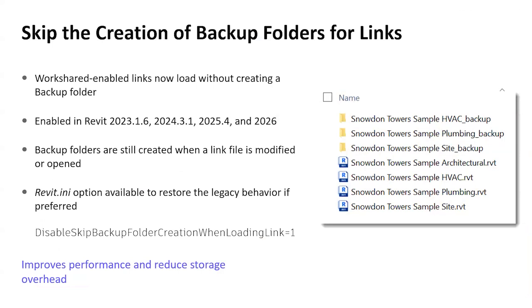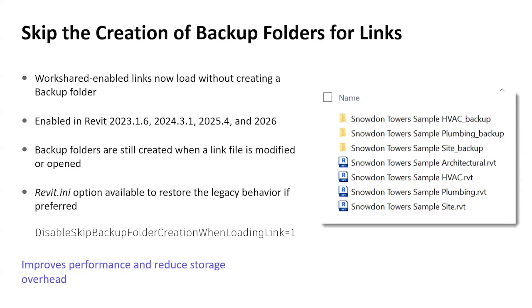So 2026 now has an option to control skipping the creation of backup files for linked Revit files. So if you ever looked in the folder, yeah, all of the backup files for all of the collaborative Revit models. This new feature modifies the behavior of Revit when loading Workshare-enabled Revit links. Previously, every load operation would trigger the creation of a backup folder, even if the link was not being modified. This update eliminates unnecessary creation of these folders for simple load operations, reducing input/output overhead and storage space consumption.